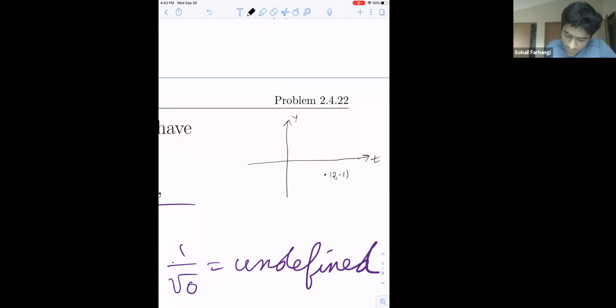So here's 2 comma negative 1. And now, if I take any rectangle around this point, then in that rectangle, there will be a point which has a y coordinate smaller than negative 1.